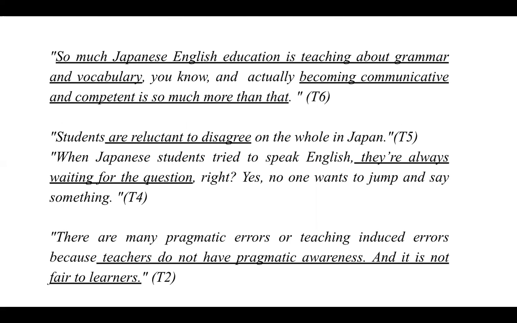For example, T6 said, "So much Japanese English education is teaching about grammar and vocabulary, and actually becoming communicative and competent, it's so much more than that." And T5 said, "Students are reluctant to disagree on the whole in Japan." T2 said, "There are many pragmatic errors in teaching, because teachers do not have pragmatic awareness, and it is not fair to learners."